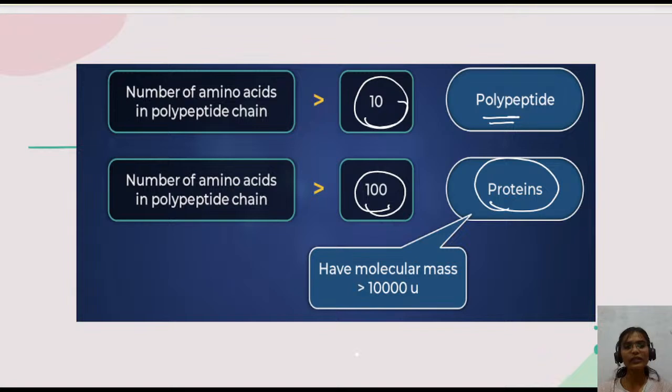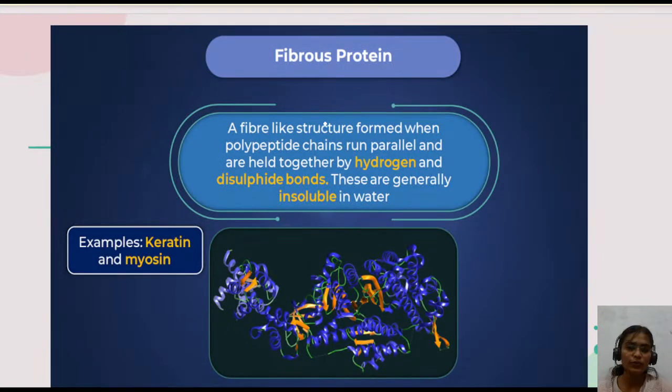So let's go again. The next point that we are discussing is fibrous protein. So what is the meaning of fibrous protein? This is a favorite question of the board examiners: the difference between fibrous and globular protein. So what is fibrous protein? Fibrous protein is a structure formed when polypeptide chains run parallel.